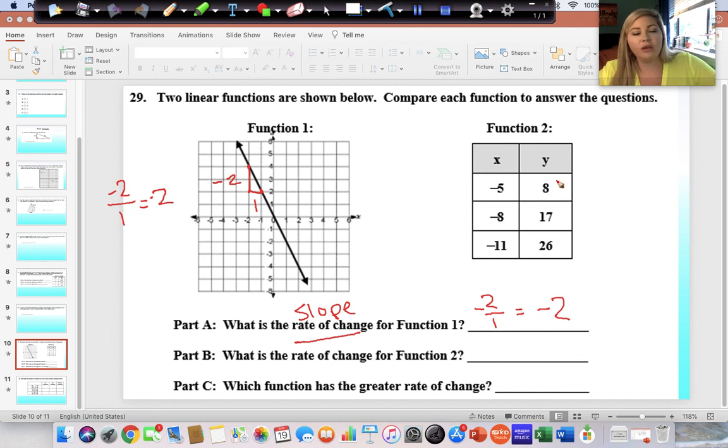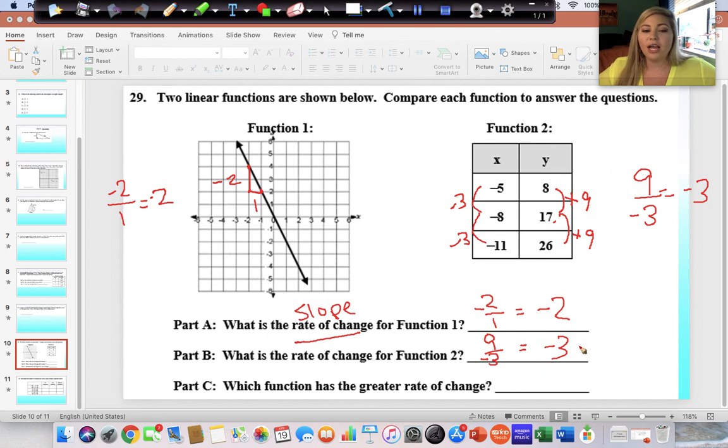Here we are going to do the thing we did on a couple problems ago, where we are finding the rate of change, or the change in y. To get from 8 to 17, you add 9. And to get from 17 to 26, you add 9. Okay, to get from negative 5 to negative 8, you are subtracting 3. From negative 8 to negative 11, you are again subtracting 3. So we are going to take 9 and we are going to divide it by negative 3. 9 divided by negative 3 gives me negative 3. So your rate of change for function 2, or your slope for function 2, is 9 divided by negative 3, or simply negative 3.